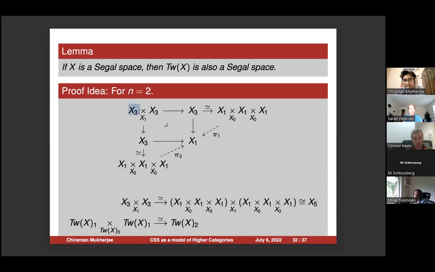So we can write X3 times X3 joined over X1 as 3 copies of X1 joined along X0, which are joined along X1 to 3 copies of X1 joined along X0. Now, this is equivalent to a product of 5 copies of X1 joined along X0, which, since X is a Segal space, we can write as X5. Now, we know that X3 is isomorphic to twisted of X1, and X1 is isomorphic to twisted of X0, and X5 is isomorphic to twisted of X2 by the twisted arrow construction. So we have a homotopy equivalence from twisted X2 to the product of 2 copies of twisted X1 joined along twisted X0.